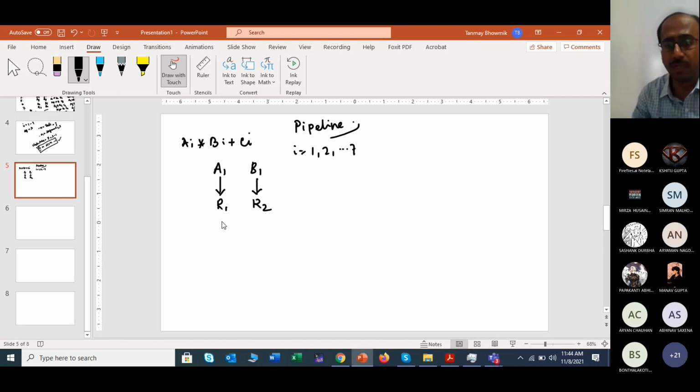So R1 and R2 have stored A1 and B1. Then what will be done? Then it will be multiplied, because the first task given here is the multiplication. So you will take here one multiplier. Put R1 into the multiplier, R2 into the multiplier. It will give you the multiplication result, which needs to be stored into another register. Say it is R3.